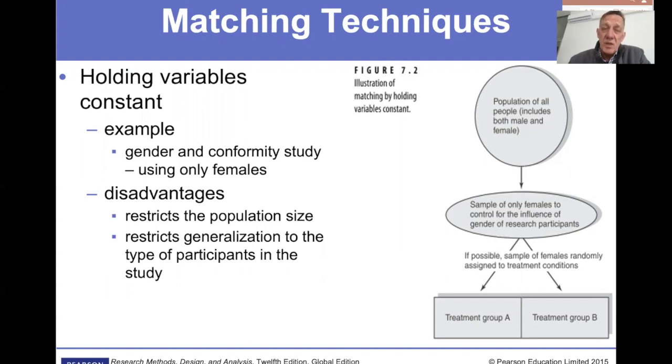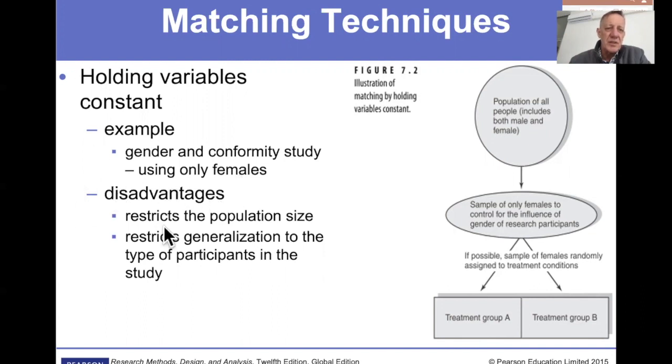Do you understand why we include only females? Because if we include males, we may get biased results. We would like to find out what females think and not bias it with the opinions of men. All right. If possible, a sample of females is randomly assigned to treatment conditions, whatever that may be, treatment A, B, and C in a control group, but the point is the groups consist totally of females.